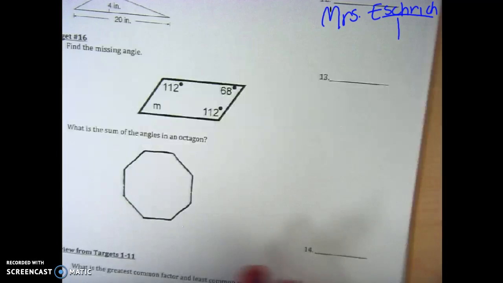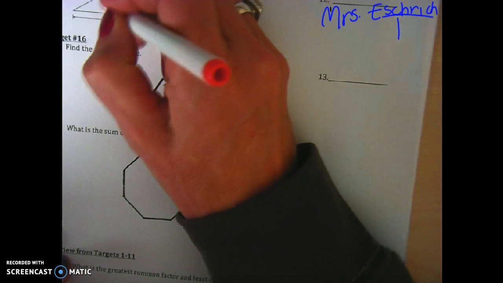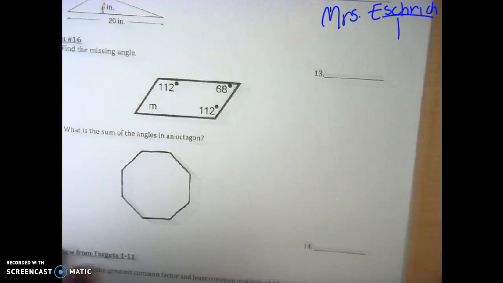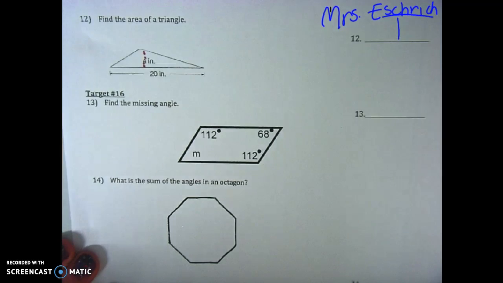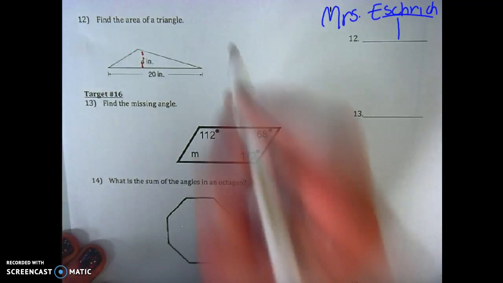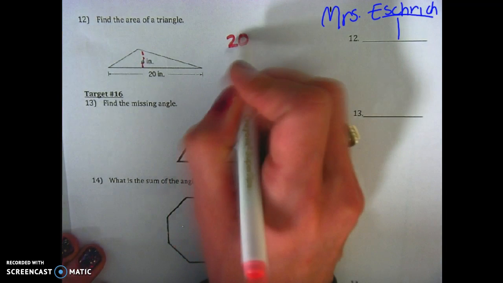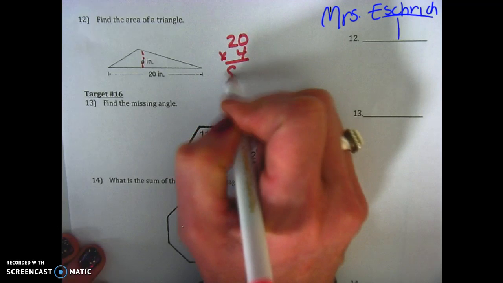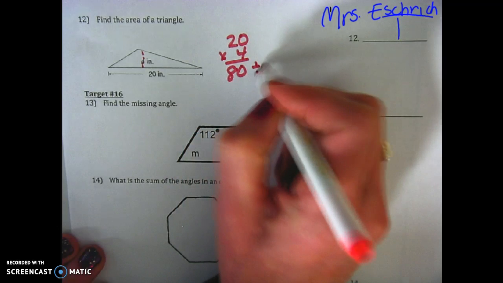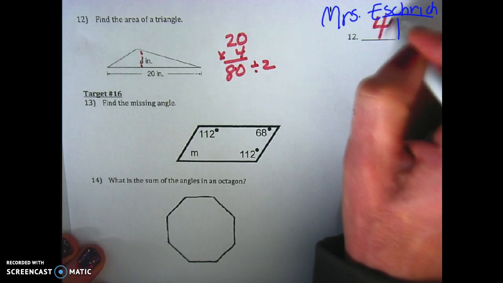Last page. It's kind of hard to see. Find the area of the triangle. 20 times 4 is 80. Divided by 2 is 40 inches.